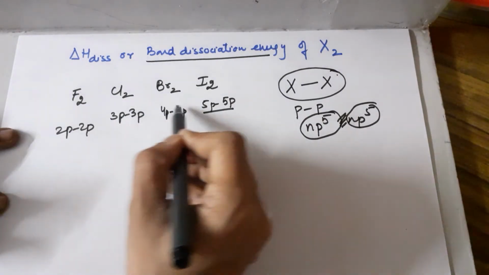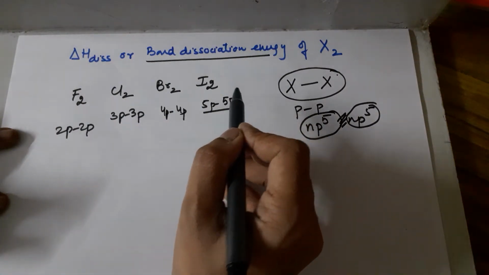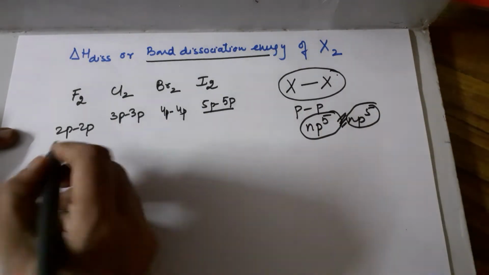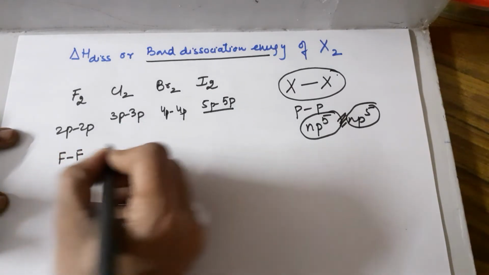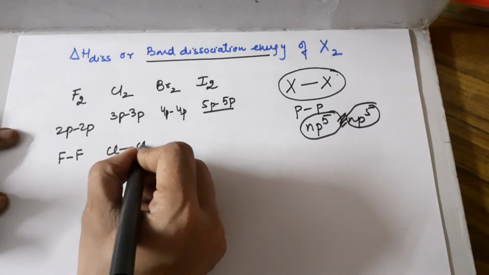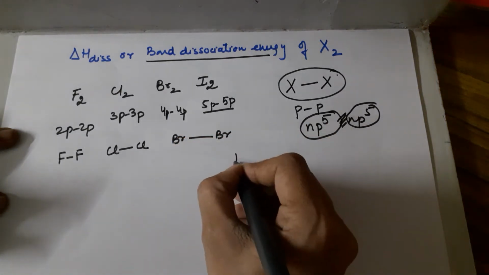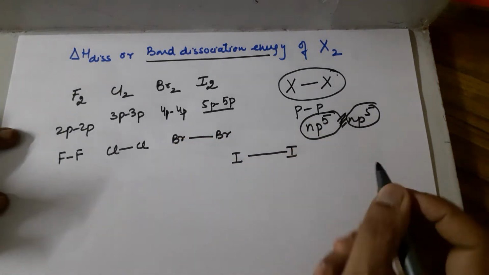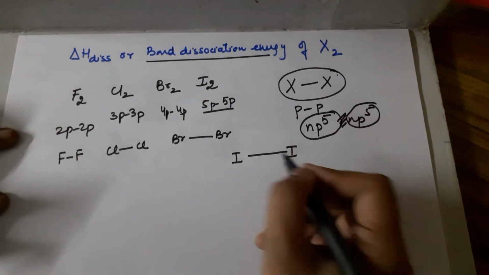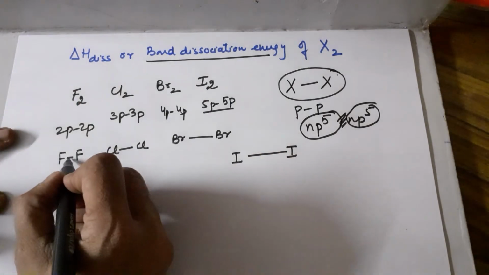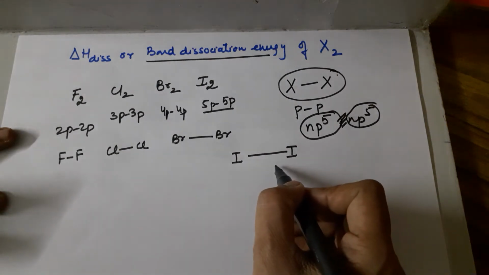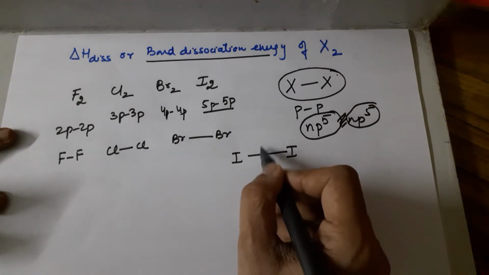Now as the size increases, the overlap becomes ineffective. So what we expect is that in case of F2, the bond should be smaller. In Cl2, it should be larger. In Br2, it should be all the more larger. And in case of I2, it should be the largest when we talk about the bond length. So for bond length, we expect this is how it should be. And therefore, this bond should be easiest to break.